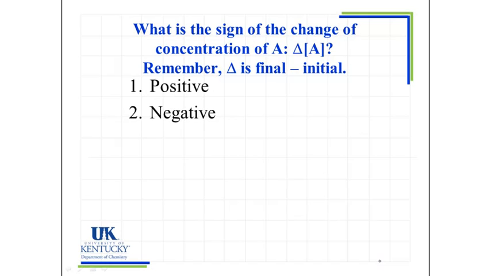Would the change in concentration be positive or negative? Now remember, a change, which is represented with delta, is always final minus initial. So if you think about how much you have at the end versus how much you have at the beginning, would this be positive or would this be negative? Well, if you said it would be negative, you'd be correct.